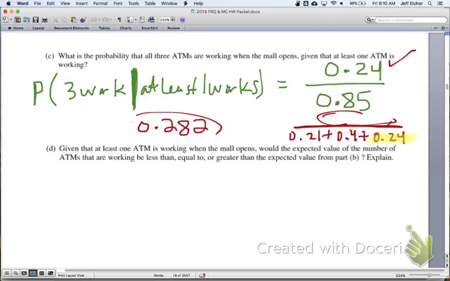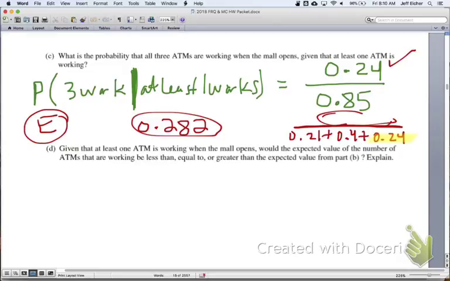0.282. So those are the chances that 3 would work, given that at least 1 is working. So if you had the supporting work and the correct answer, that is also worth an E. So far, 3 out of 4 points. And then the last question is the trickiest of them all.